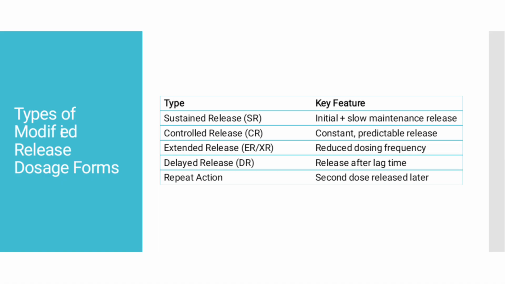Then the fourth one, that is delayed release. So drug release occurs after a lag time. Okay. So best example is enteric coated tablets. Last one, repeat action. That is here second dose is released later. Okay. So remember from examination point of view, enteric coating is for delayed release, whereas osmotic pumps, these are control release. Okay. So these are most important pharmaceutical tablets for GPAT, explained clearly step by step. If you revise this properly, you can easily score multiple questions from tablet technology.